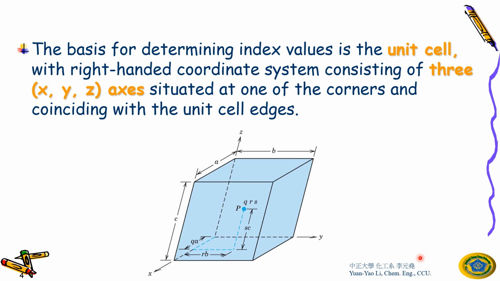Right. So the basis for determining index values is the unit cell with the right-hand coordinate system, which consists of the 3 XYZ axes situated at one of the corners and coinciding with the unit cell edges. So this is from the right-hand side, x, y, z. That's our definition. X is here, y is here, and z is here, and this is the origin here. So we have 3 axes.